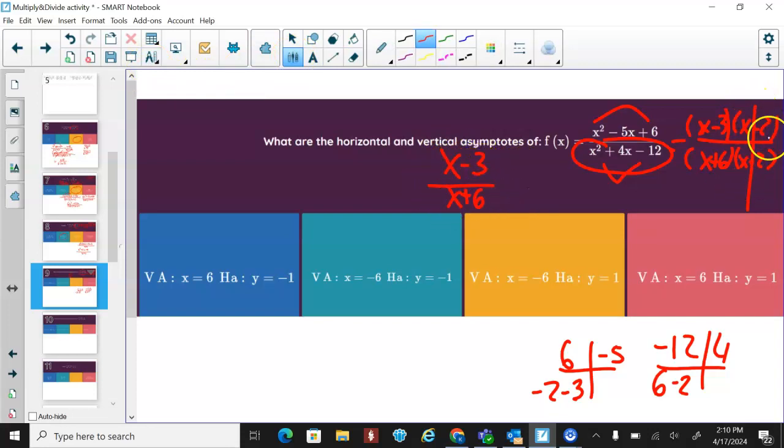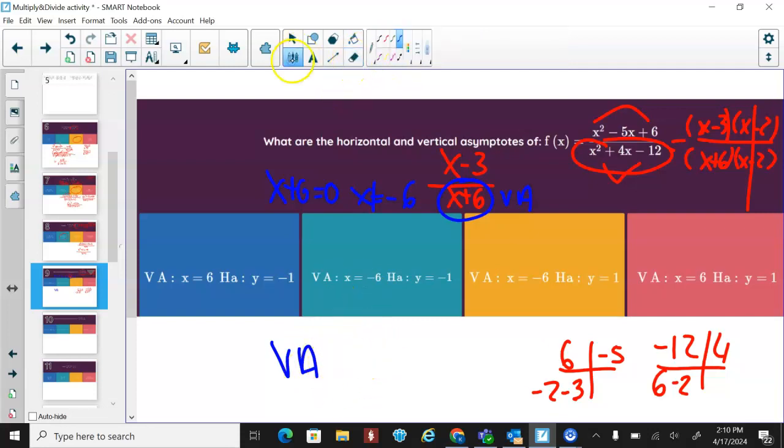So again, the repeated factor, the x minus 2, it's our hole. We do not use that to figure out our vertical asymptote. So our vertical asymptote will be right here. So the bottom of it, just a reminder, the top is your x-intercepts, okay? So I'm going to set x plus 6 equal to 0. So my vertical asymptote is negative 6, okay? Oopsie, let me write it. It's x cannot equal negative 6, okay?